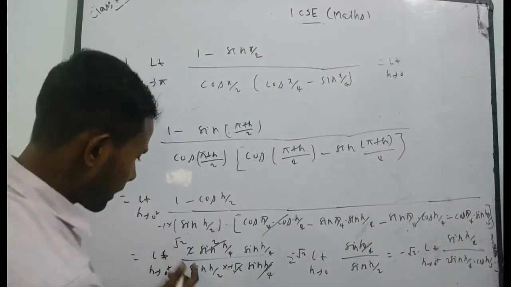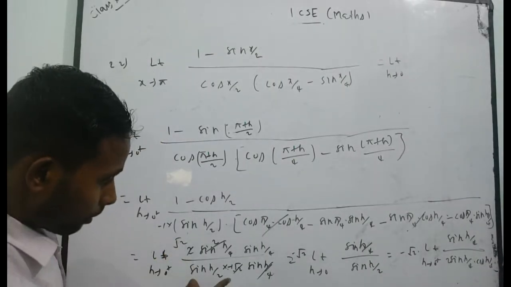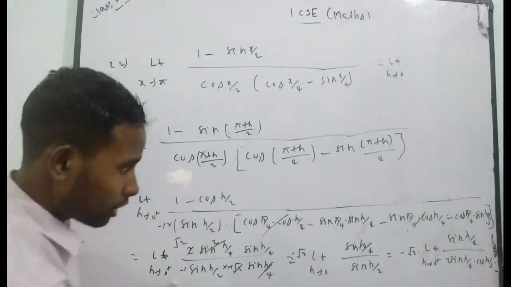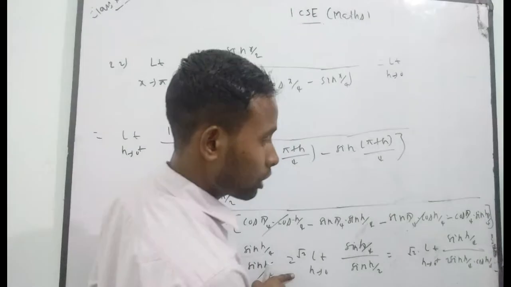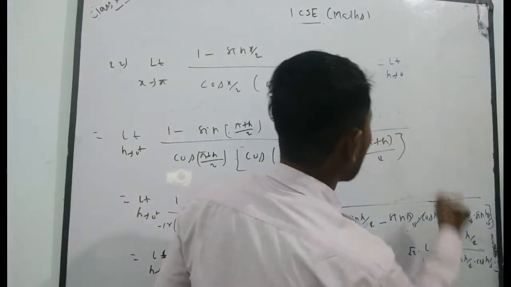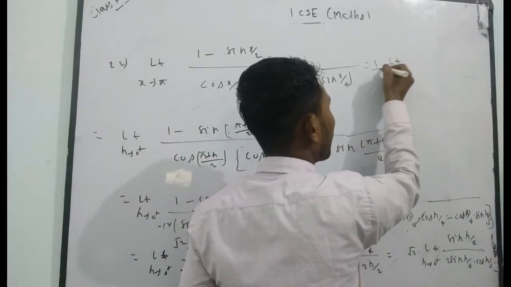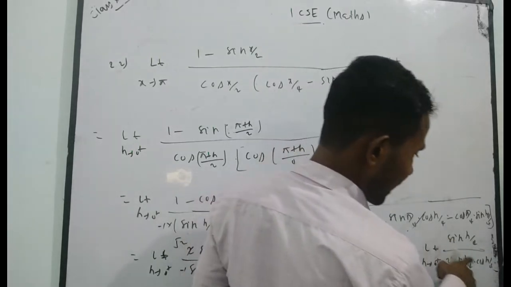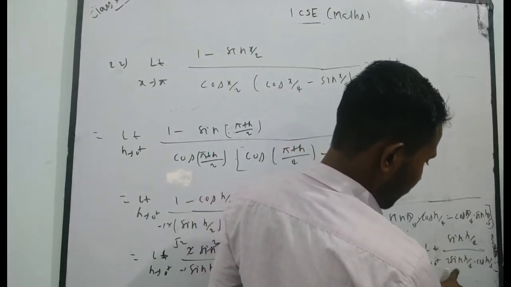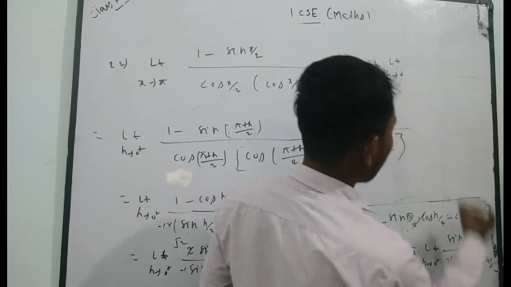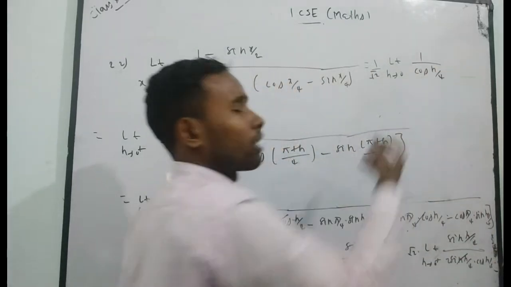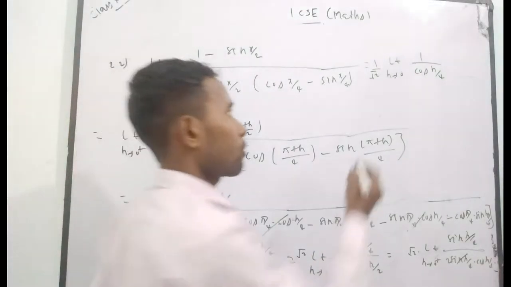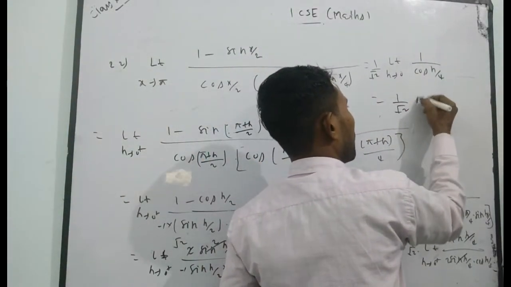This negative and this negative will be positive. Finally you have to take positive and again positive. Finally you get 1 upon root 2. You can take it common from the whole expression and you get sin h by 4 over sin h by 4 cancel each other, and in the denominator you get 1 upon cos h by 4. If you put h is equal to 0, you get 1 by cos 0 is equal to 1. So finally its answer will be 1 upon root 2.